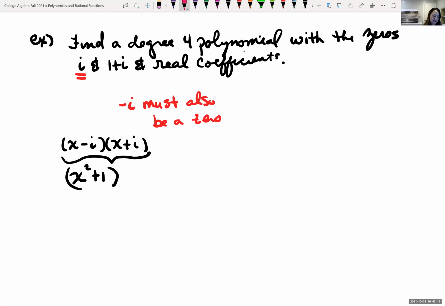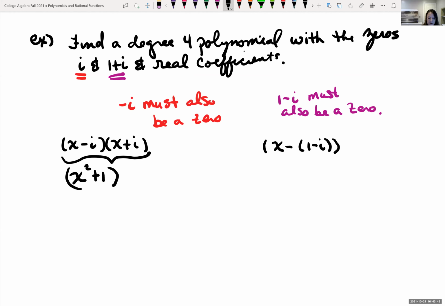If we're given 1 plus i is a zero, then 1 minus i must also be a zero. So the factor is going to be, and this is where you need to be careful, x minus this quantity, 1 minus i, and it's x minus the quantity 1 plus i.